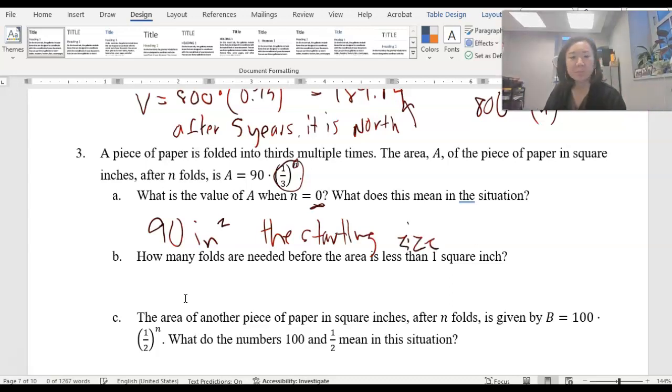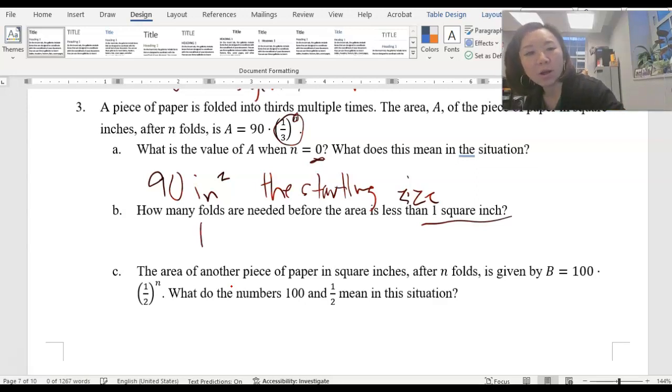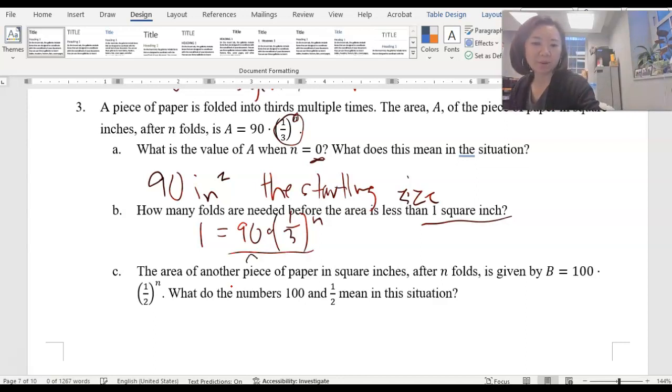All right. It says how many folds are needed before the area is less than 1 square inch. So we want, in this case, 1 square inch is replacing the area. So 1 equals 90 times 1/3 to the power of what, right? To the power of n folds. So to start, we're going to divide by 90 on both sides.